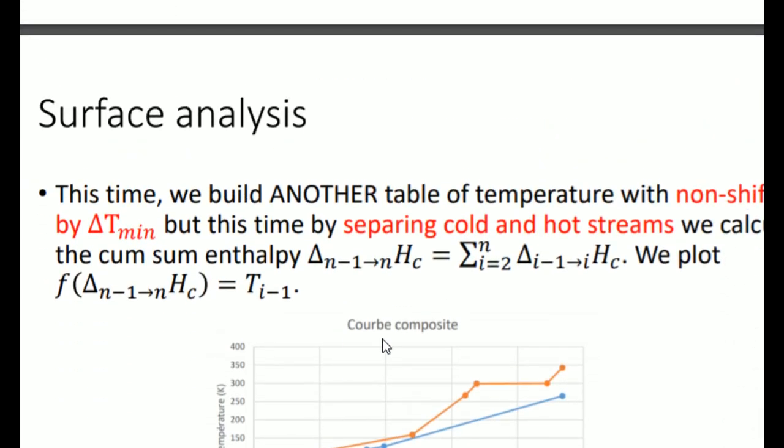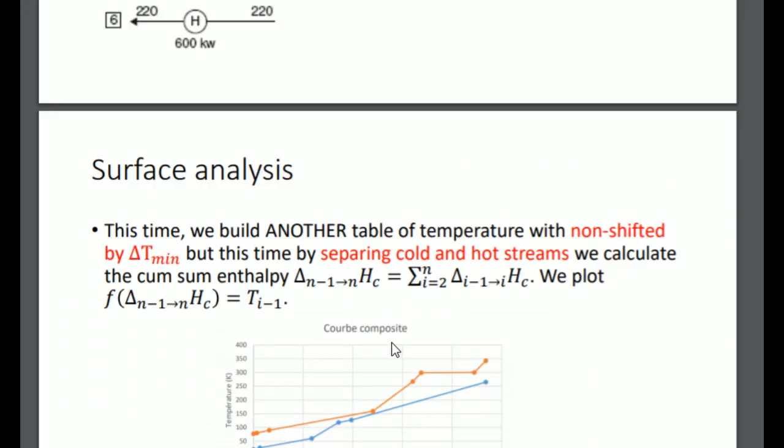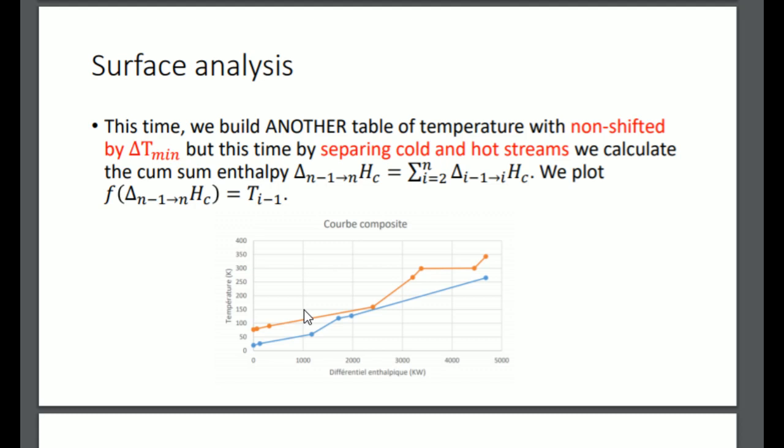Now, how do we study surfaces? Now we will do another table of temperature with none that are not shifted by delta T min. It is very important, because it's different. We can't do this anymore, because now we're dealing with the true system. The part shifted by delta T min was for the analysis, the first analysis of temperature, building the utilities and such. And this time we are separating the cold and the hot streams.